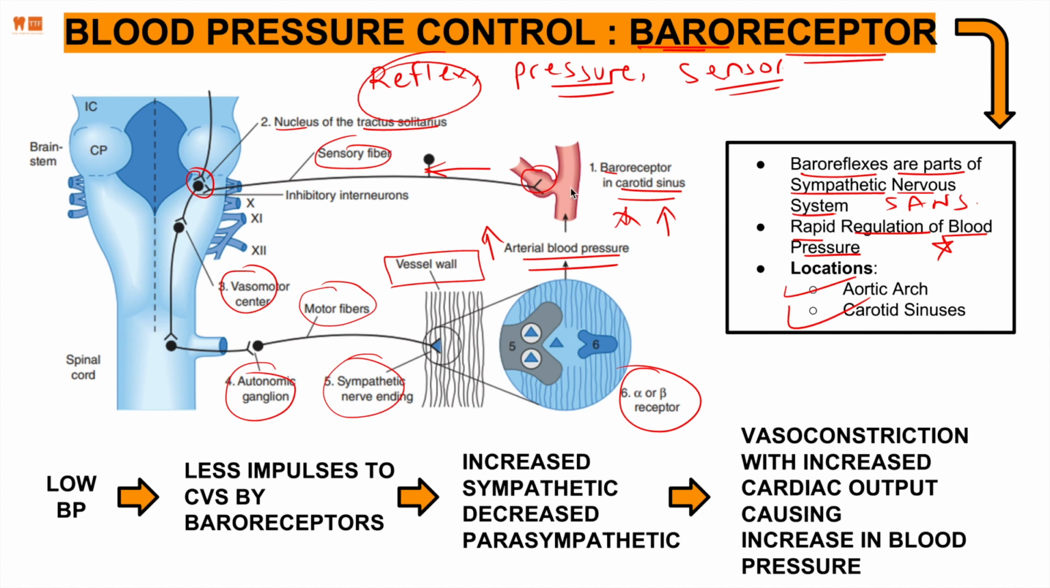And the baroreceptors then send that signal back, bring it down here, autonomic ganglion, sympathetic nerve ending, and alpha and beta receptors are blocked, causing a decrease in blood pressure.